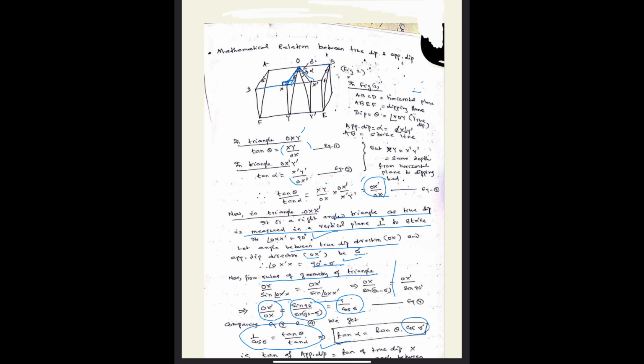So this is the case when the data is represented in terms of true dip, apparent dip and their direction. But if two apparent dips are provided, then our mathematical reduction will be different, which we can deduce by using this type of diagram.